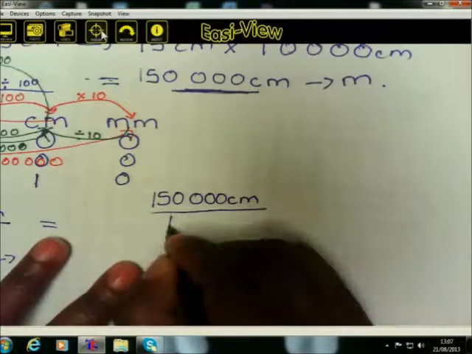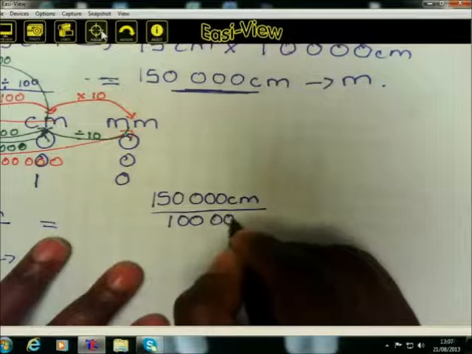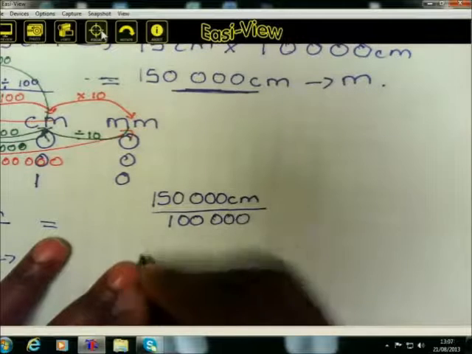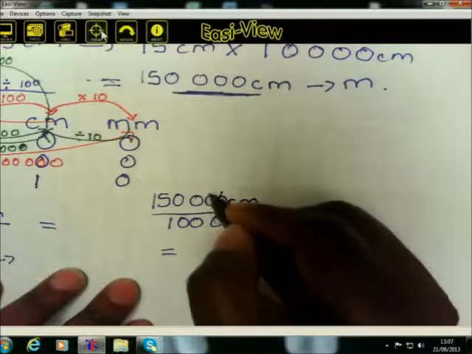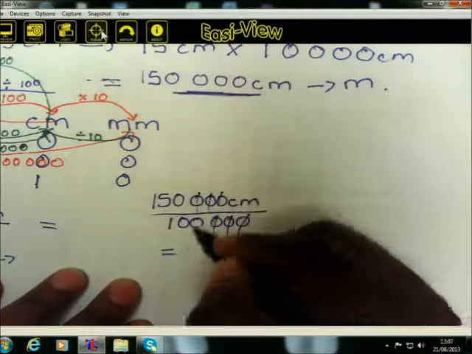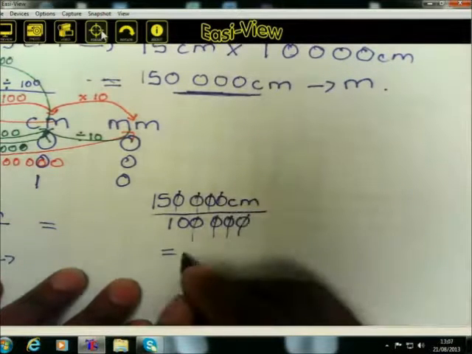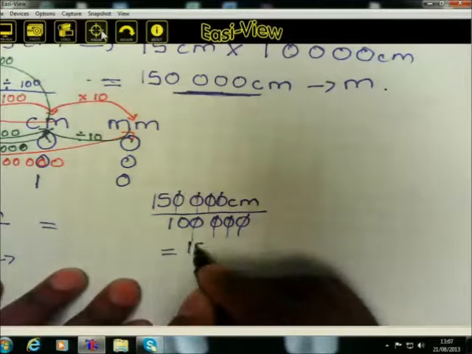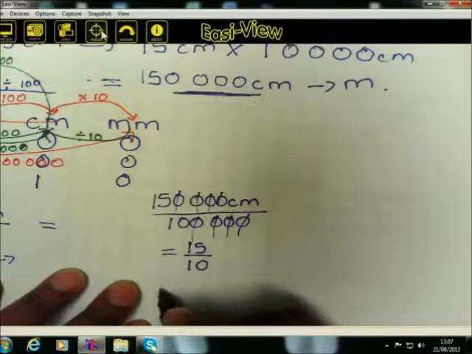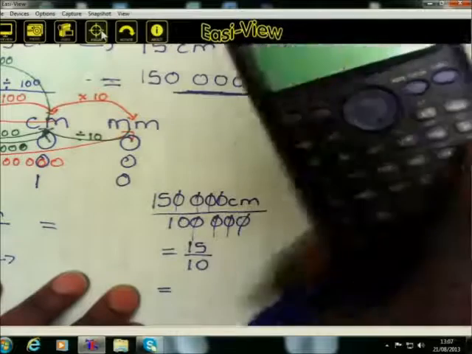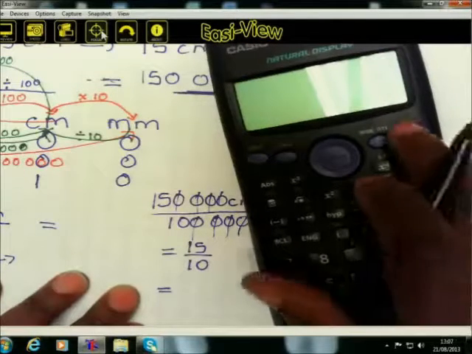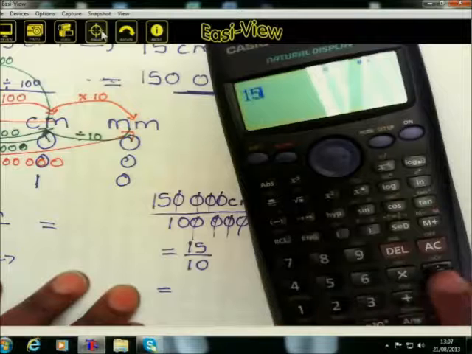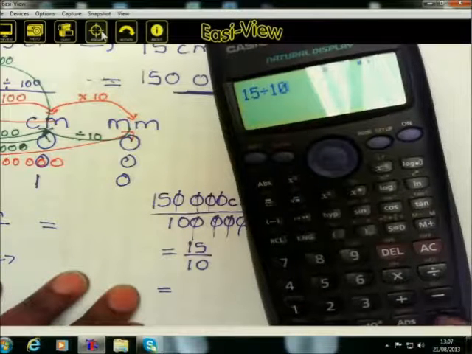We divide by 100,000. I don't think you need a calculator to do that. This zero will cancel, this one will cancel, this one will cancel, and this one will cancel. So you'll be left with 15 divided by 10. You can use your calculator for that one if you want.